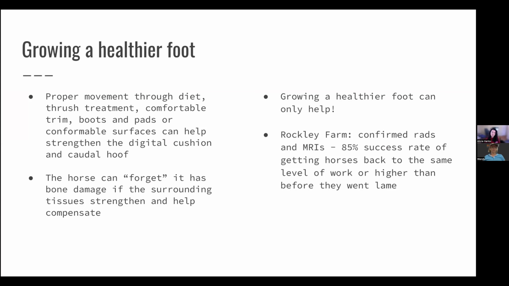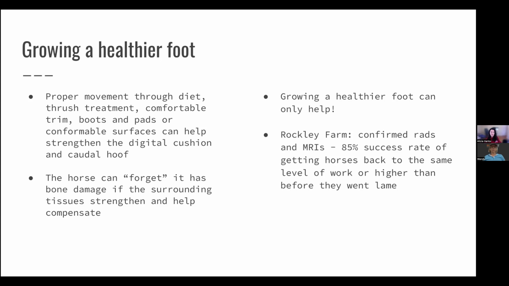If you're able to, using conformable surfaces like pea gravel, and getting that proper movement is going to allow the best circulation and perfusion through the hoof capsule to get the horse the healthiest foot possible, and getting them rehabbing those internal structures, strengthening the digital cushion, strengthening the frog. And ideally, that horse is then able to almost forget that they have bone damage if that surrounding tissue can compensate for it.